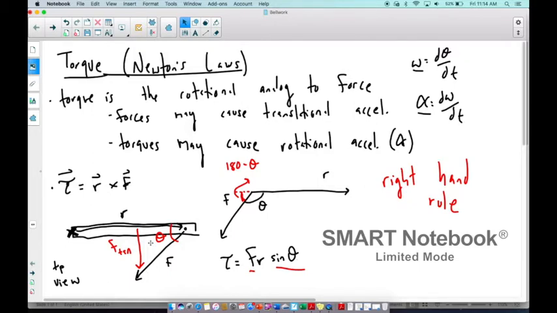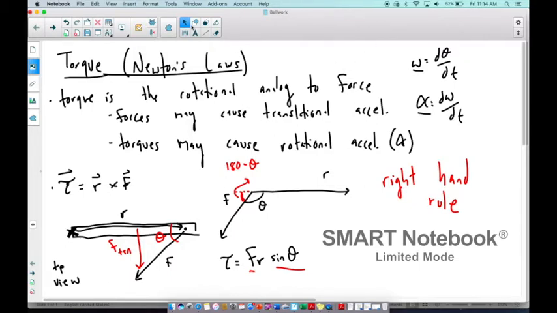So torque is always going to be along the axis of rotation, perpendicular to both the r and the f vector. And it's either going to be pointing away from you or pointing towards you, basically. It's going to be pointing down the axis of rotation or up the axis of rotation. My thumb is pointing down the axis of rotation right now. Excuse me, it's pointing straight out away from me into the screen. So that tells me the direction of the torque.